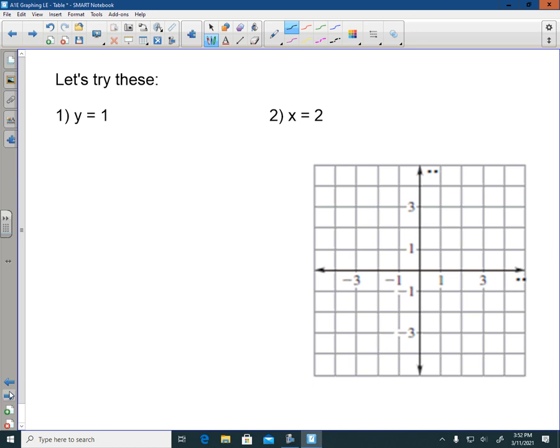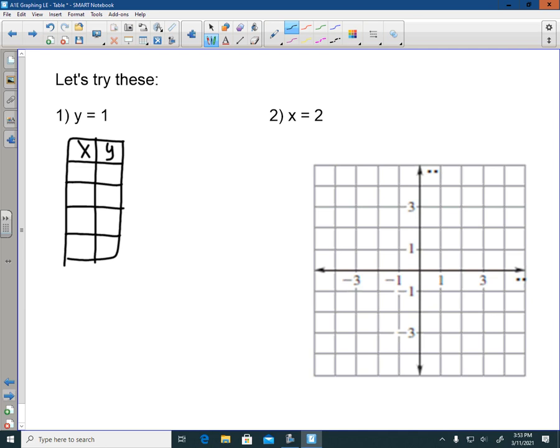Okay, let's try these because these are a little bit different. So this number 1 says y equals 1. Okay, well, we're trying to make a table here. So let's see. Got our x values, we got our y values. Now notice in this y equals 1, there's no place to input values for x. It's almost like they're saying we don't even care what x is. y is always 1. And that's actually true. That's what y equals 1 is trying to tell you.